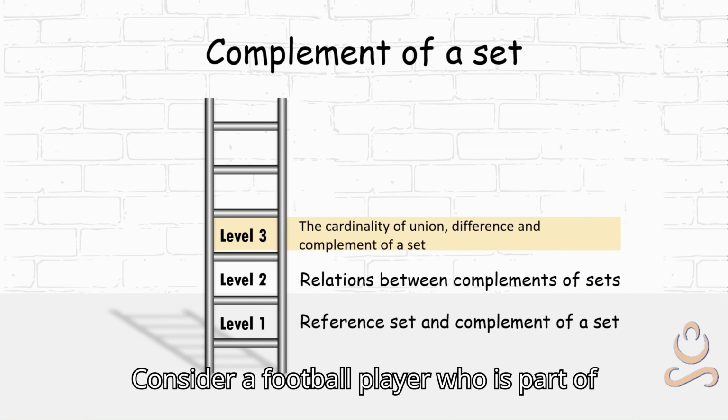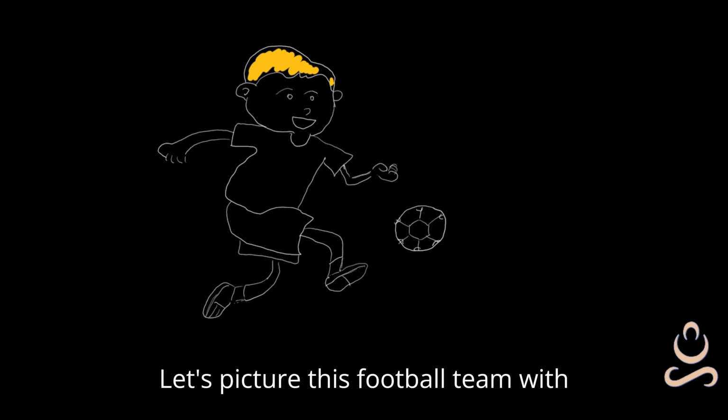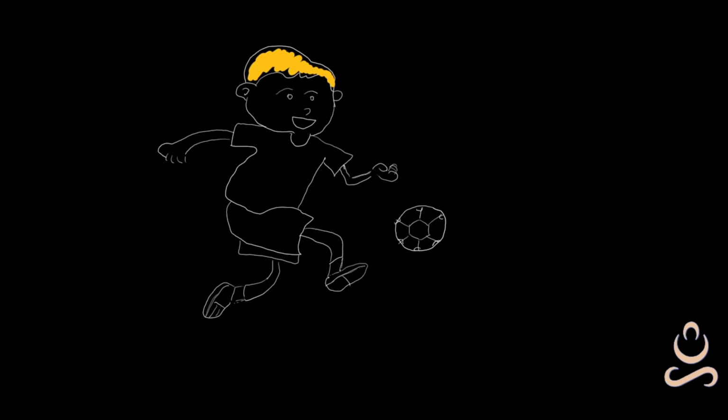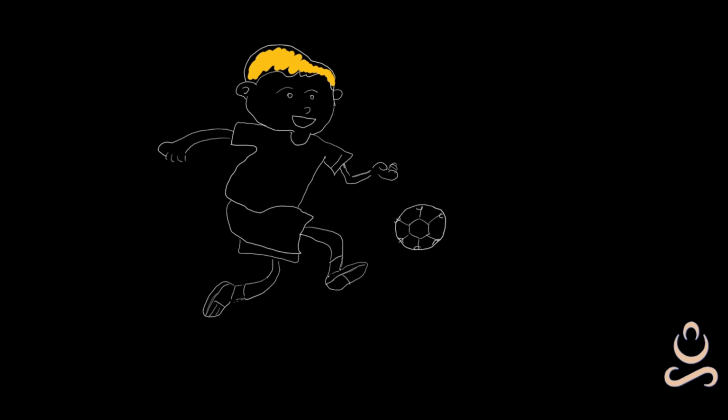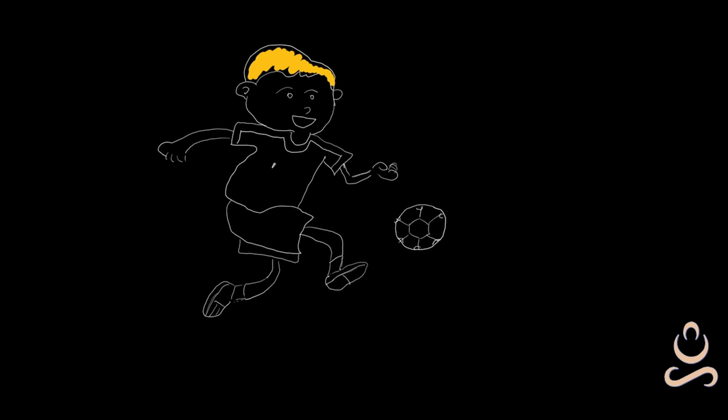Consider a football player who is part of a club in a league consisting of 20 teams. Let's picture this football team with 30 players in the current season. So, calling this set A, the number of members in set A is denoted as 30.